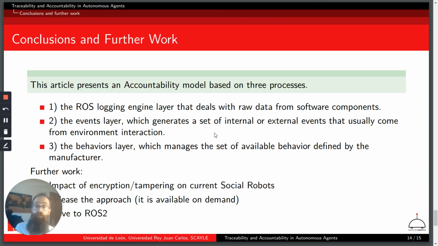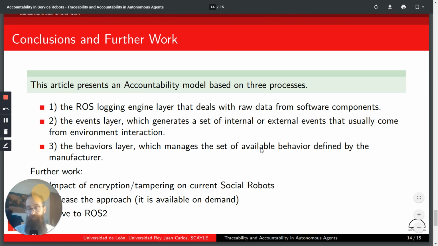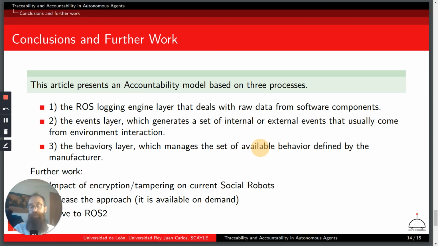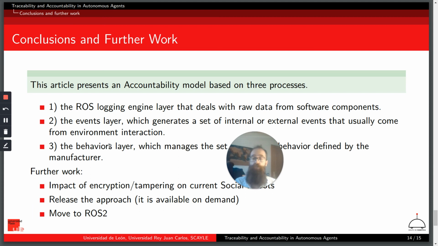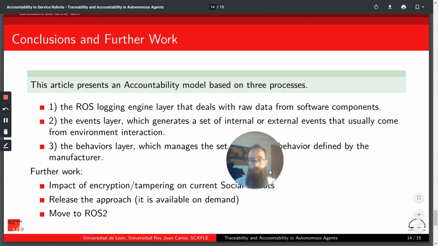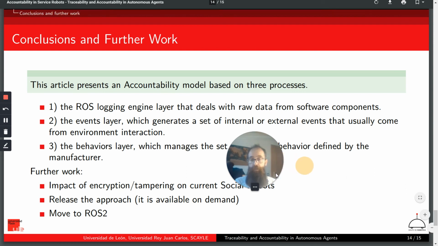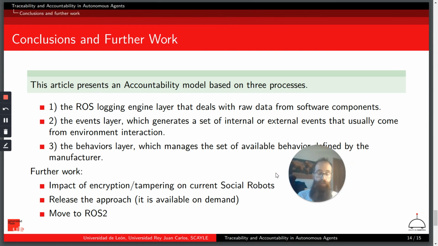This article presents an accountability model based on these 3 processes: the ROS logging, the events layer, and the behaviors layer at high level. And our further work is just focused on how we are going to move this to ROS 2, release the software, and also to evaluate the impact of applying different cybersecurity techniques in the system, just for instance, encryption and tampering in current social robots.